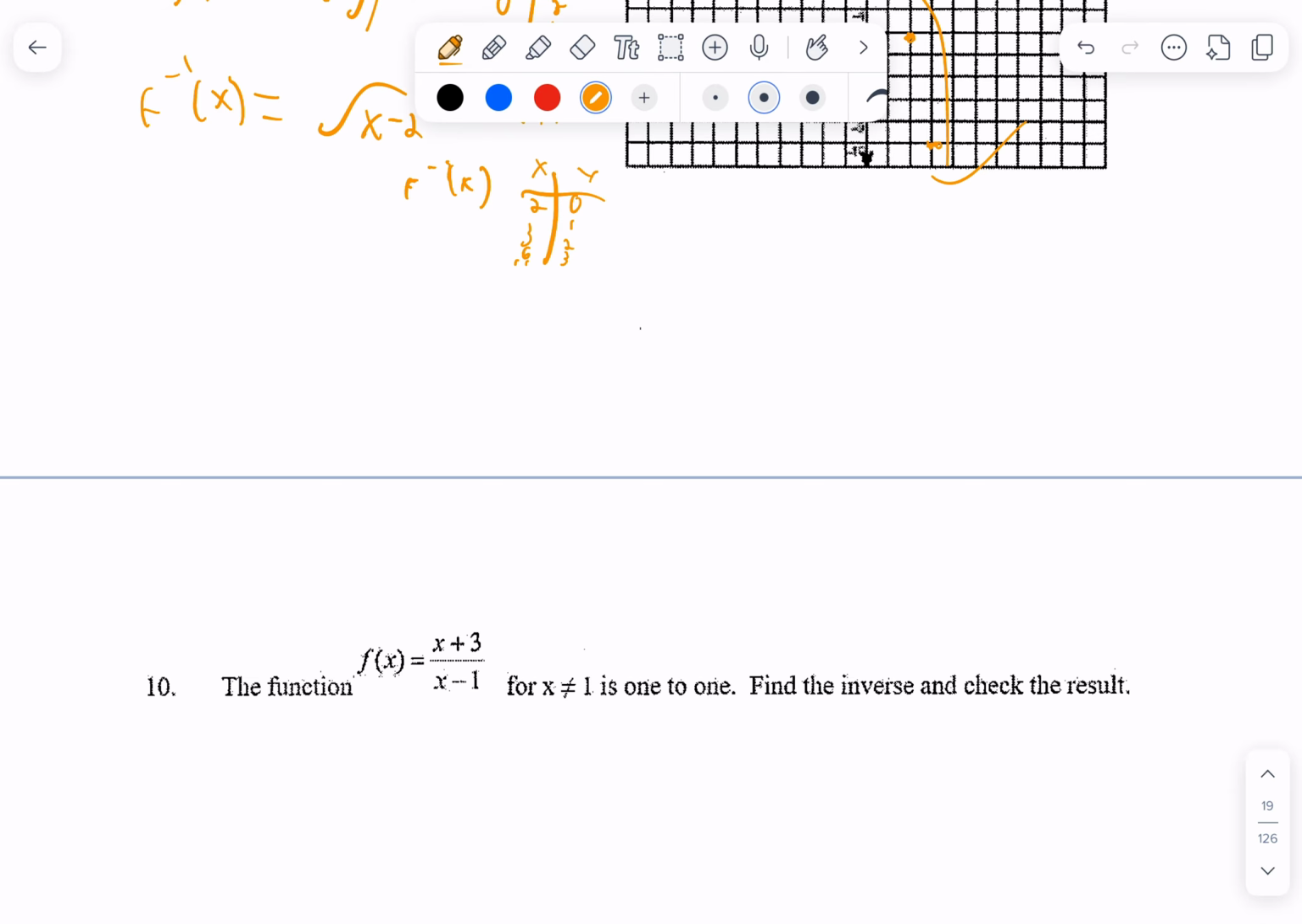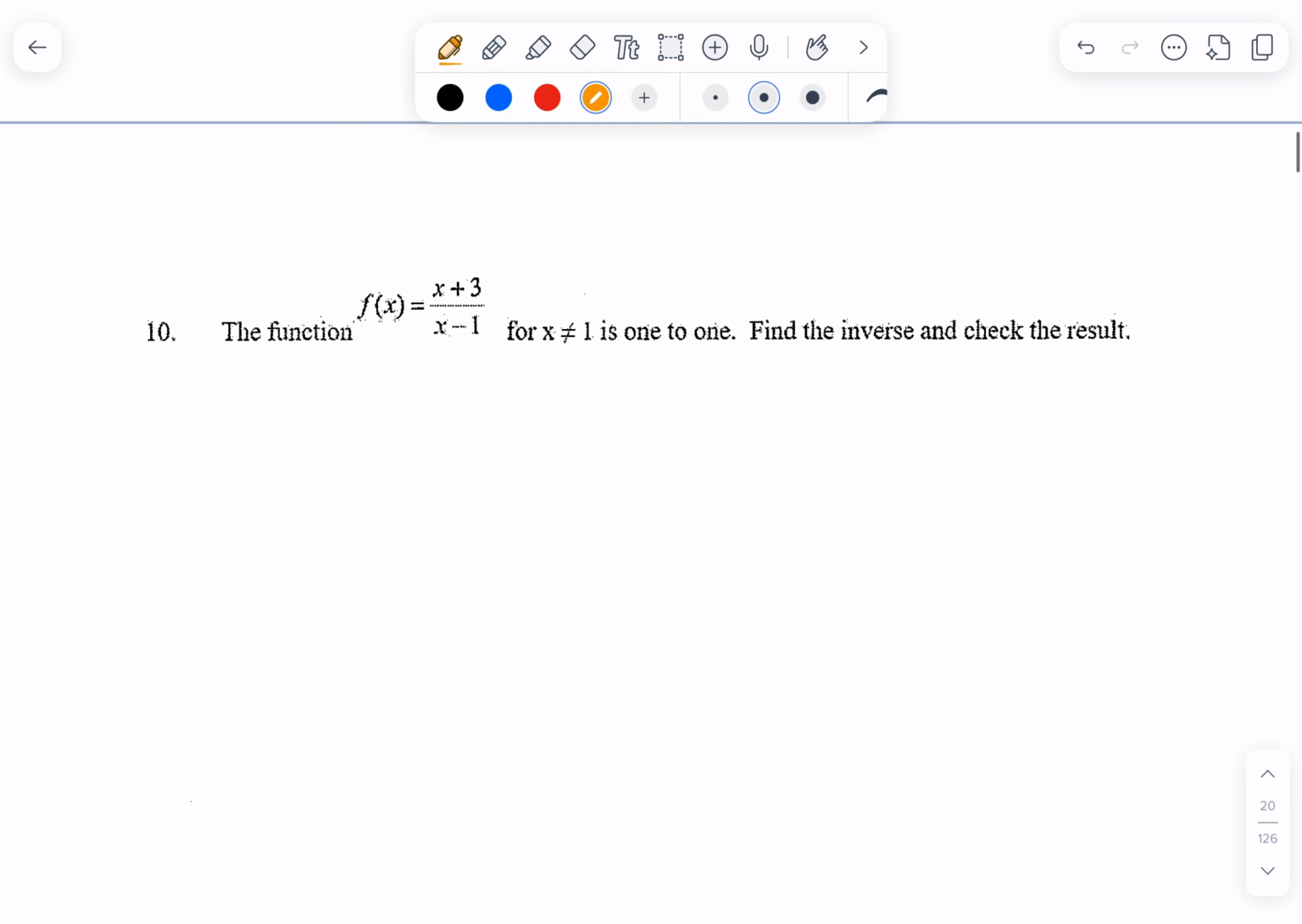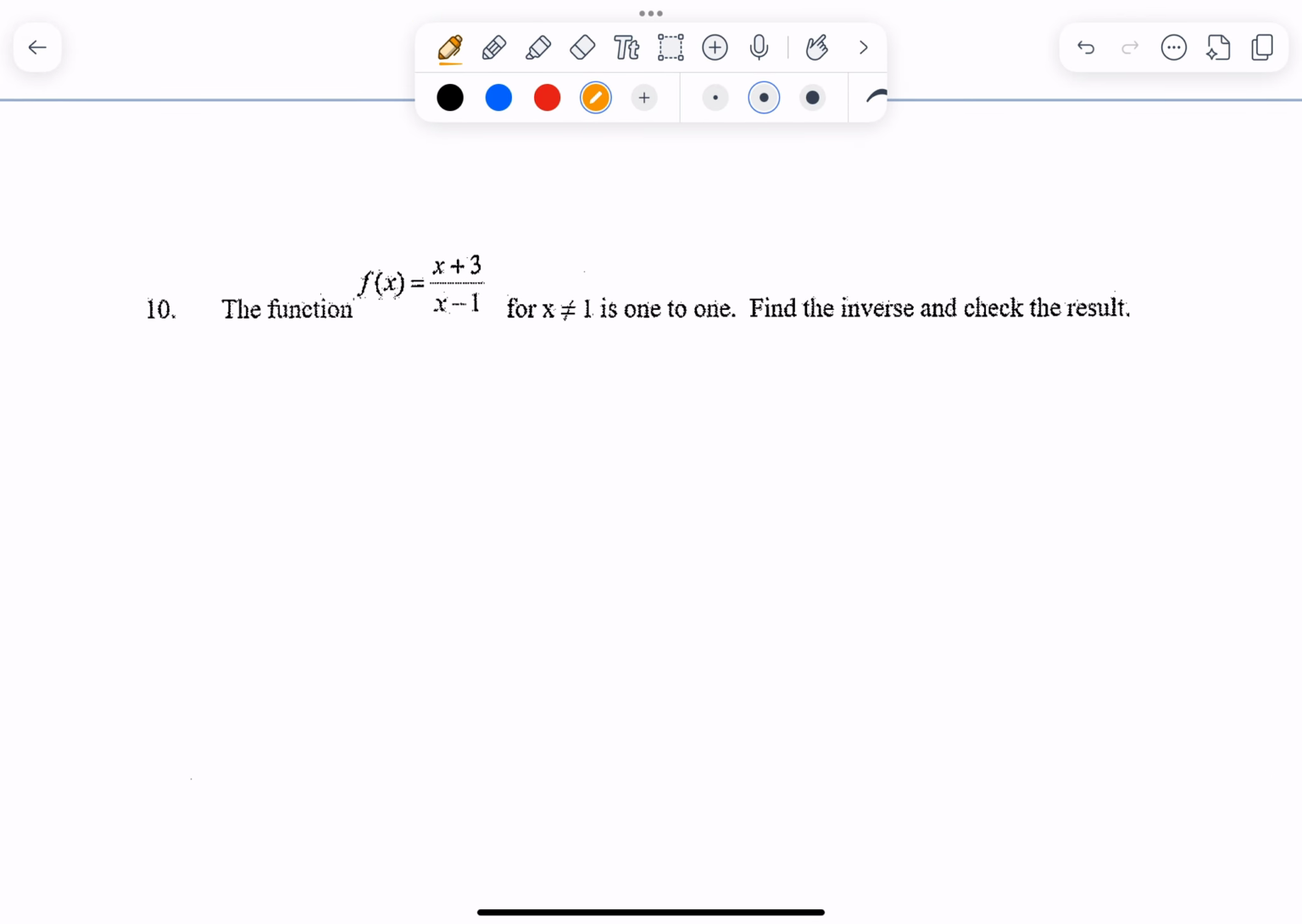Okay, now for the next one, number 10. The function f of x equals x plus 3 over x minus 1, for x not equal to 1, is 1 to 1. Find the inverse and check the result. So first let's find the inverse.